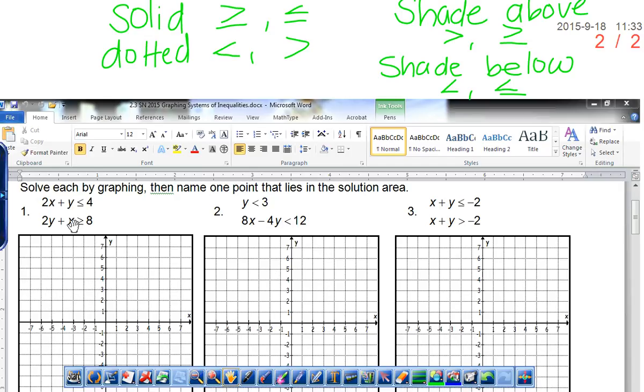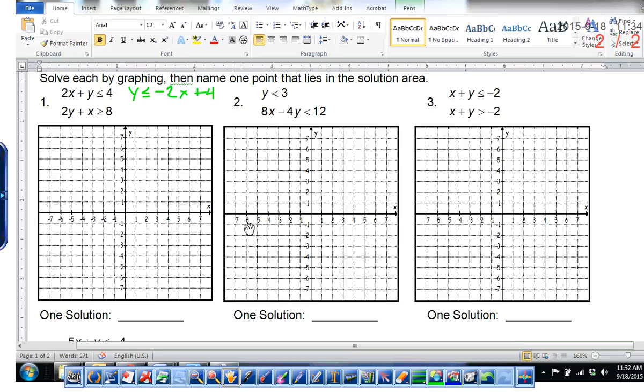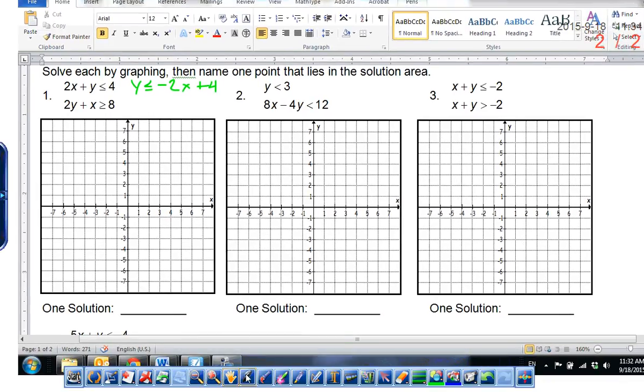First thing I'm going to need to do here is solve both of these equations for y. So when I solve this first equation for y, what's going to happen? Minus 2x on both sides. So I'm going to have y is less than or equal to negative 2x plus 4. All right, what's my y-intercept there? 4. What's my slope? Negative 2, so down 2 over 1.